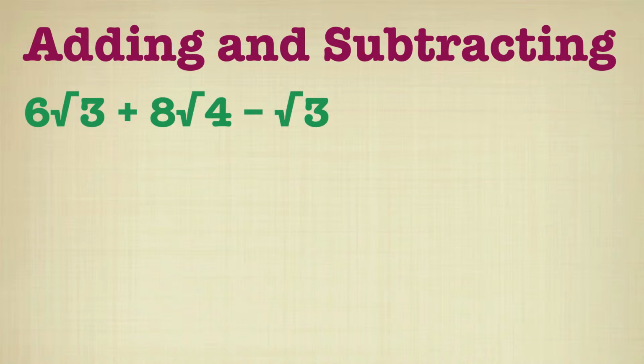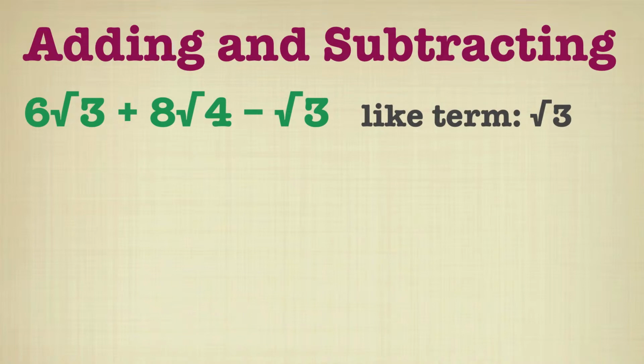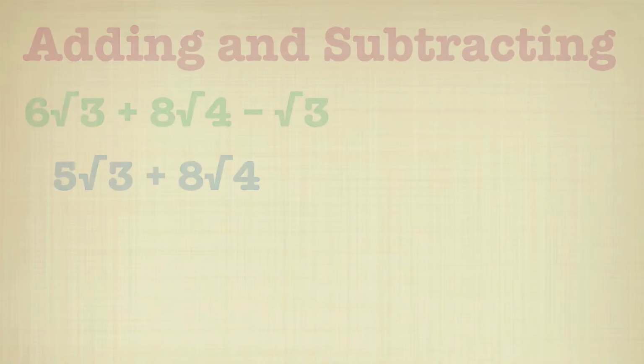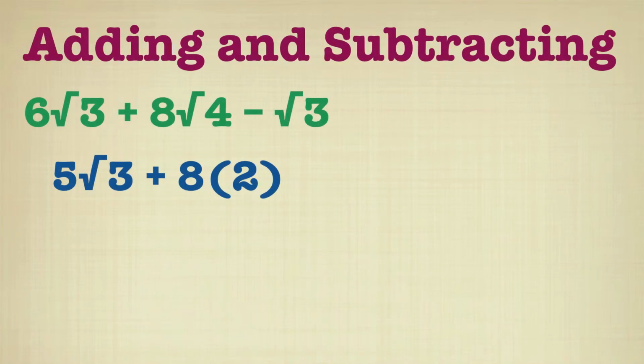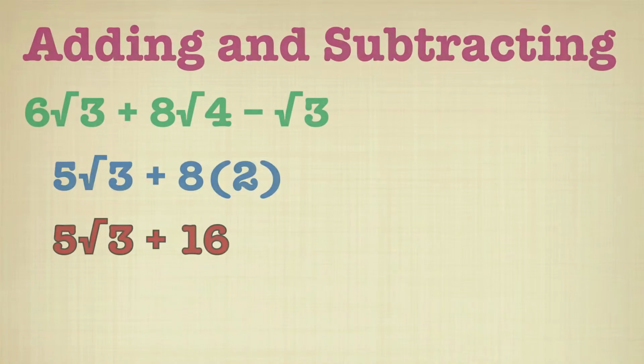In the first problem, we have 6 times the square root of 3 plus 8 times the square root of 4 minus the square root of 3. First, we find the like terms. 6 times the square root of 3 minus radical 3 is 5 times the square root of 3. Then we find the remainder of the problem. The square root of 4 is 2, and 2 times 8 is 16. Our final answer is 5 times radical 3 plus 16.